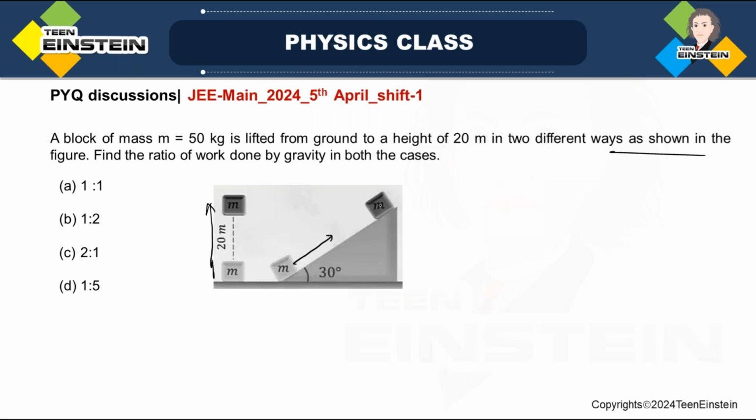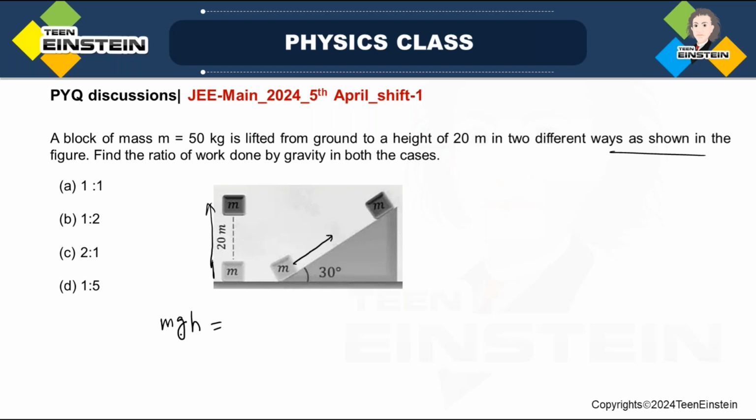So the question is to find the ratio of work done by the gravity in both cases. In this case, I know the work done by the gravity will be exactly equal to the work done against the gravity, so that is mgh. Okay, right? So this is very nice, isn't it? This is very simple.